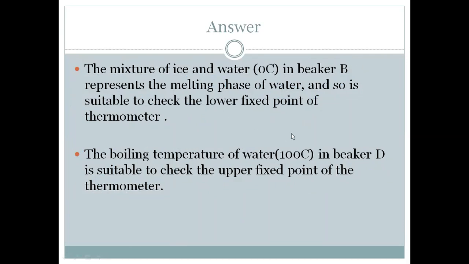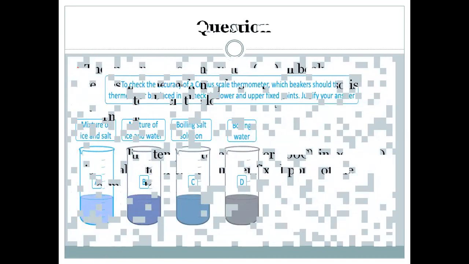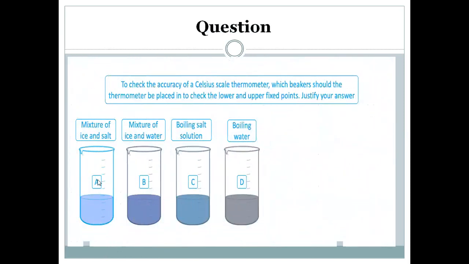so is suitable to check the lower fixed point of the thermometer. The boiling temperature of water, 100 Celsius, in beaker D is suitable to check the upper fixed point of the thermometer. Returning to our question, beaker B is suitable to calibrate the lower fixed point, which is 0 Celsius. Also, beaker D is suitable to calibrate the upper fixed point, which is 100 Celsius. So the answer is B and D.